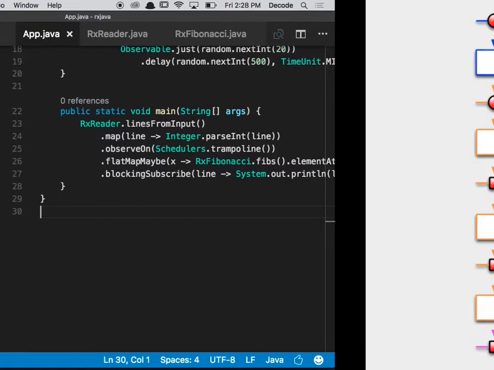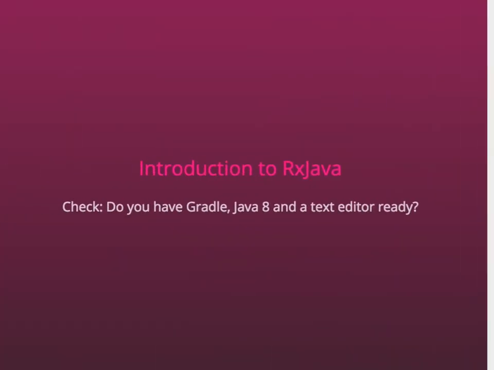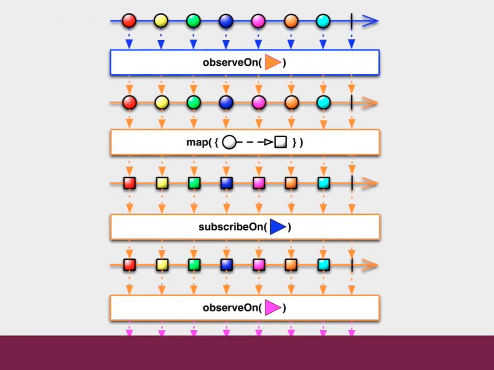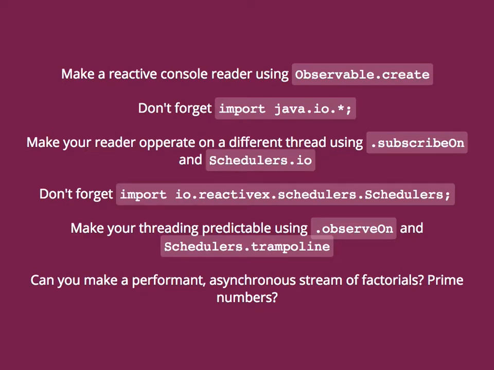So to reiterate what we want to do to make that happen: as I said, experimental software. What I want to do is make a reactive console reader using this observable.create. Don't forget to import all your Java IO stuff. And then we want to use observe on and subscribe on to fix all of our thread safety. Now something to explore is possibly trying to do some number crunching that would warrant running on another thread that would actually be quite blocking. For example, calculating very large factorials or prime numbers. Creating a stream of those could be an interesting challenge.